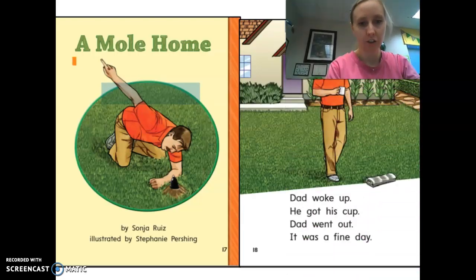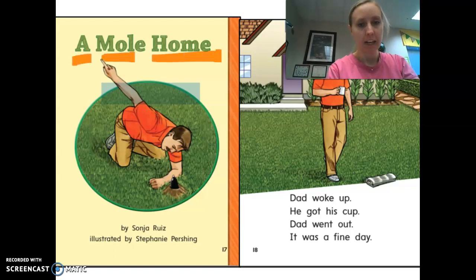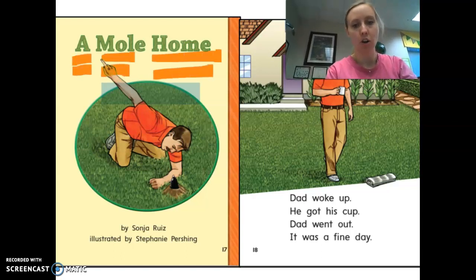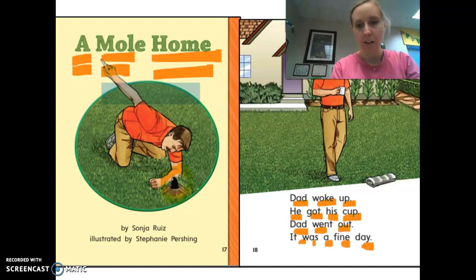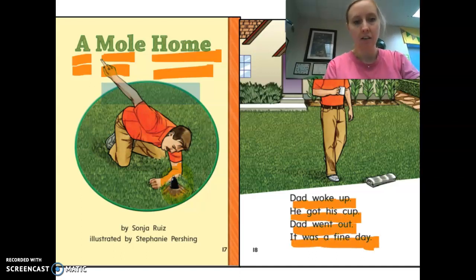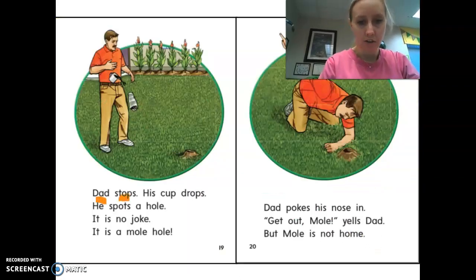Okay, so your turn first. Together. A mole home. And a mole is an animal. Okay. So your turn first. Okay. Together. Dad woke up. He got his cup. Dad went out. It was a fine day. Your turn.